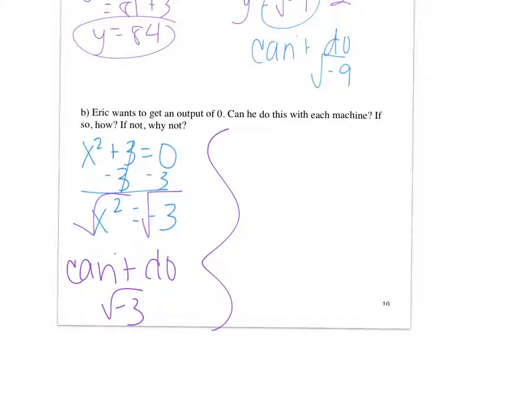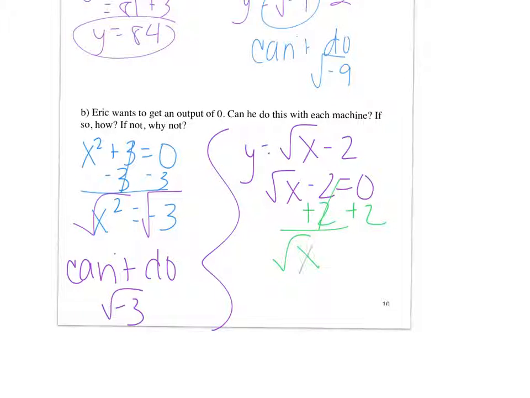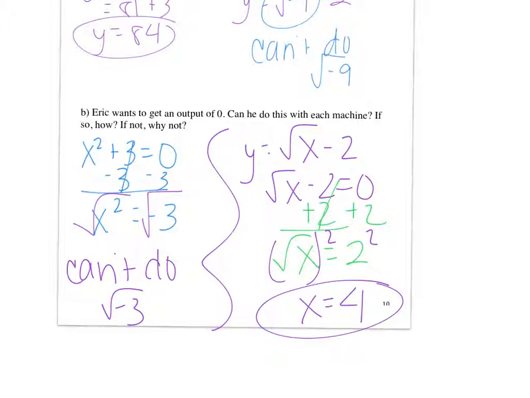So we're going to try the other one, y equals square root of x minus 2. We're going to set that equal to 0. So we're going to add 2 to both sides. Square root of x equals 2. To get rid of a square root, we're going to square, so x is equal to 4. So Eric can do it with the function b, but he can't do it with the function a.